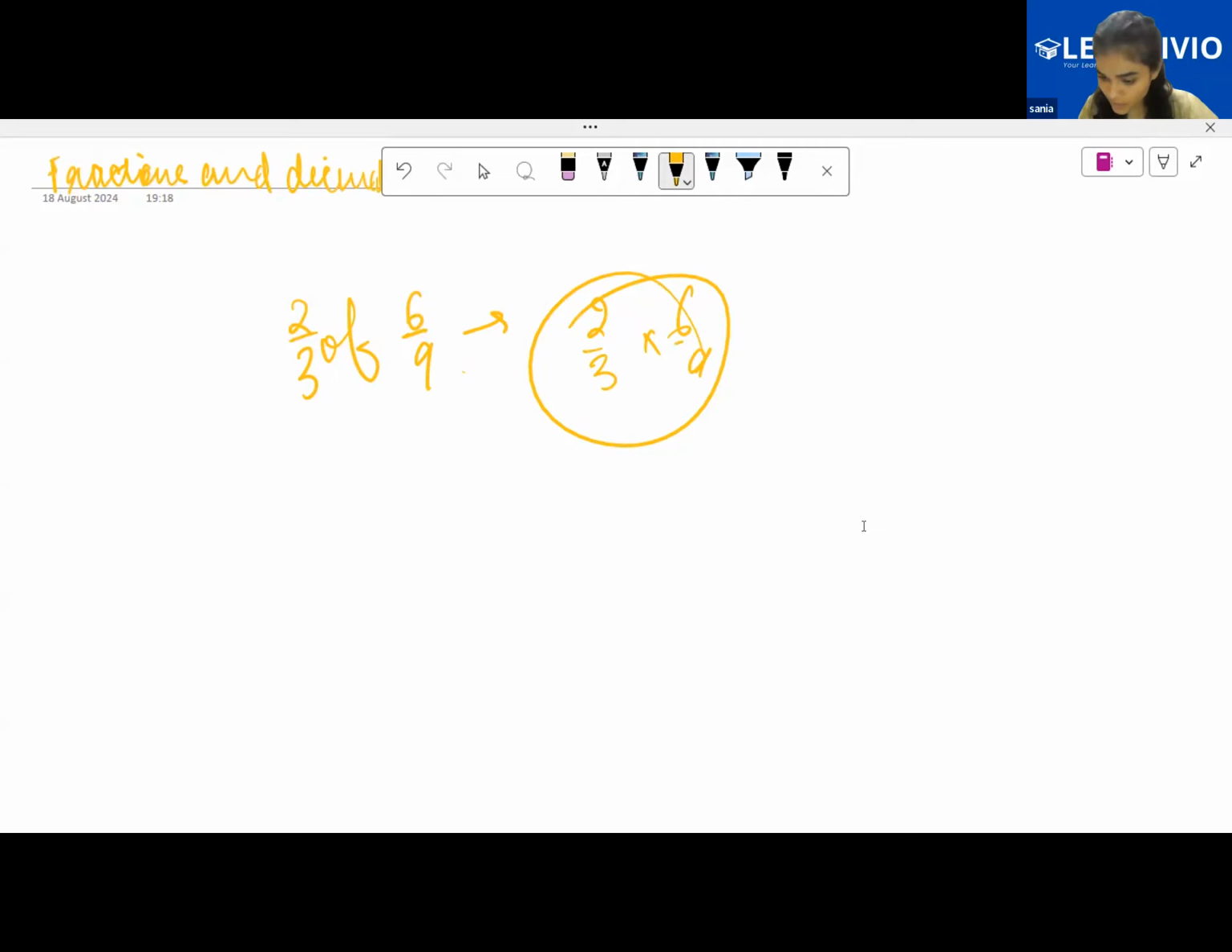Now we shall be moving ahead. The next thing is, okay, now we shall be studying about multiplying the fractions with whole numbers.